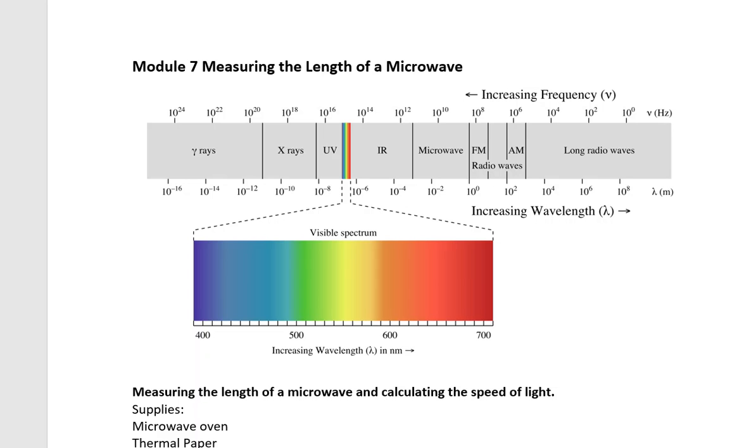Because microwaves are anywhere from millimeters to meters long, that makes them waves that, if we could detect them in some way, we could actually measure their length with a ruler, and that's what we're going to do.